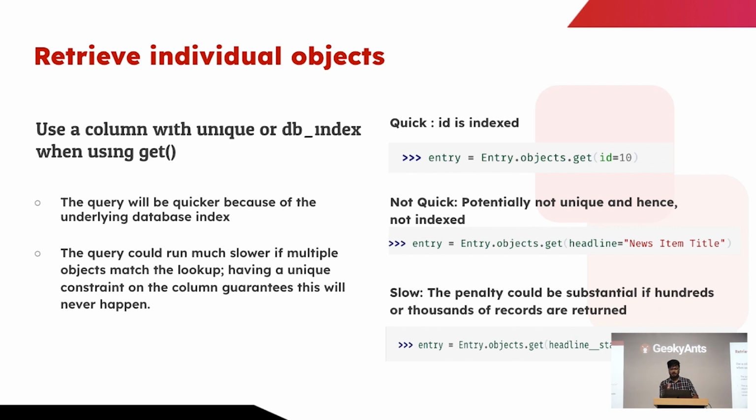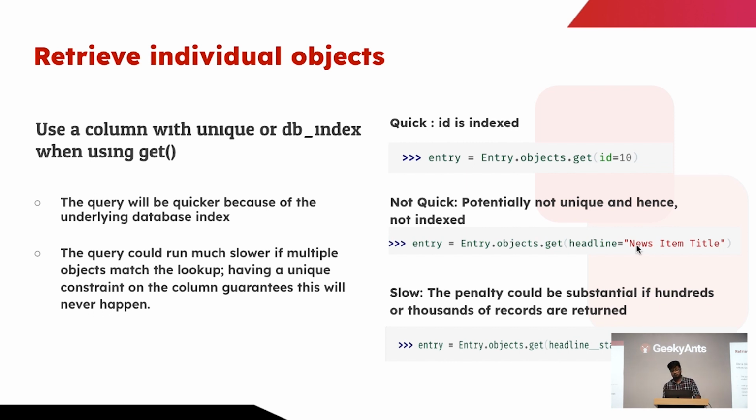So here, why is it very quick? Because ID is by default indexed in Django. So when you're querying something by ID, it's going to be super quick. Now, next thing is going with doing something like this, headline equal to news item title, right? So this cannot be unique. There is nothing making it to be unique. So there can be another object called news item title.